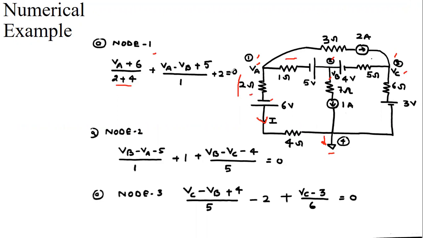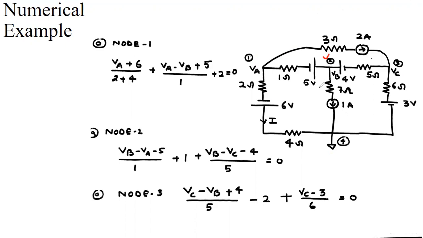The current in this branch is VA - VB, the potential difference of the nodes. Here we are getting the negative sign, so consider it as the plus sign: (VA - VB + 5) divided by resistance 1. And the current in this branch, because a current source is given, needs no other resistance or voltage. So the current is 2 ampere. So this is plus 2 equal to 0. This is my first equation at node 1. Now we are applying the KCL at node 2. Just assume the outgoing current.